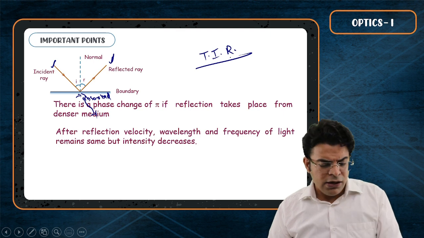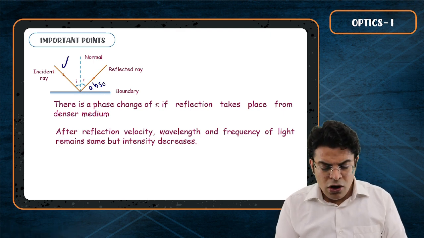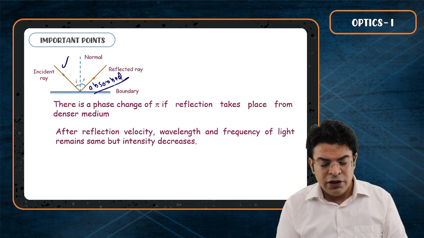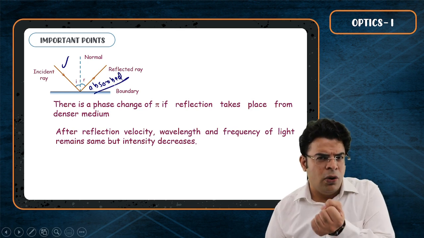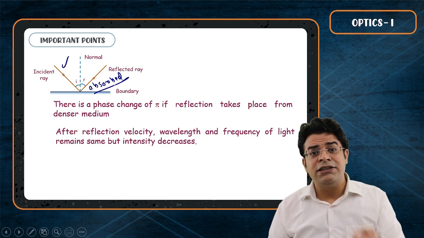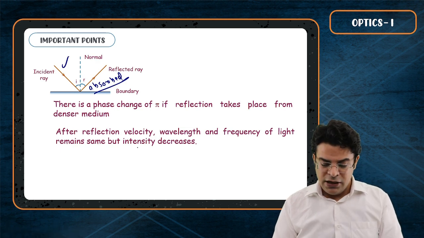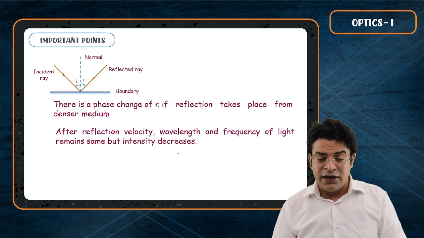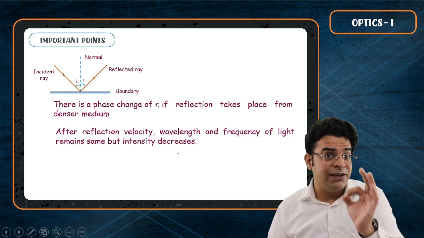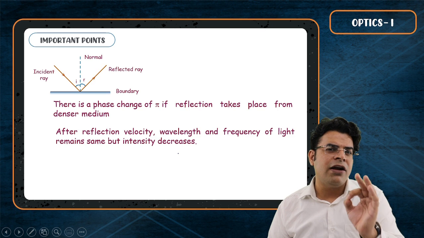Otherwise, in the real world, whenever a light ray is incident, some part gets absorbed or transmitted. If some part of the energy gets absorbed or transmitted, the reflected energy has to be less. If the reflected energy is less, the reflected amplitude will be less, and the reflected intensity will be less. The reflected intensity will be the same as the incident intensity only in the case of total internal reflection, because there 100% reflection takes place.